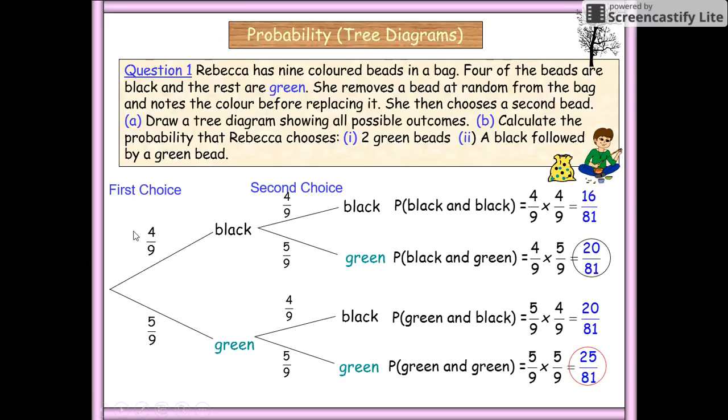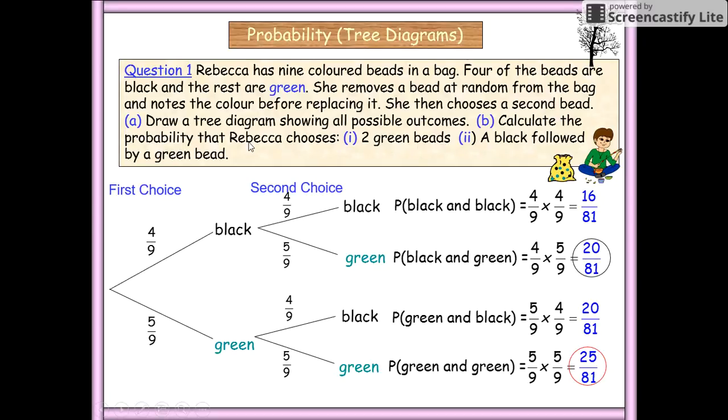So we said our first choice was 4 over 9, and we said the black. Okay, so the black was 4 over 9, and the green was 5 over 9. Okay, remember adding those together will give us 1. Then we went black, green, black, green. We know that the black represents 4 over 9, the green represents 5 over 9, and then we times them together. So we've got 16 over 81, 20 over 81, 20 over 81, and 25 over 81. So we've done A, drawing the tree diagram.